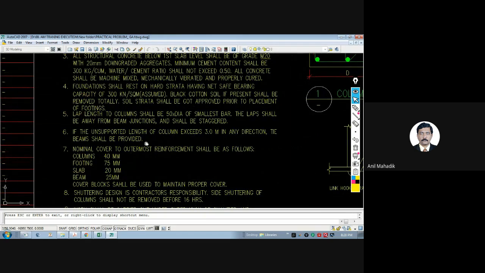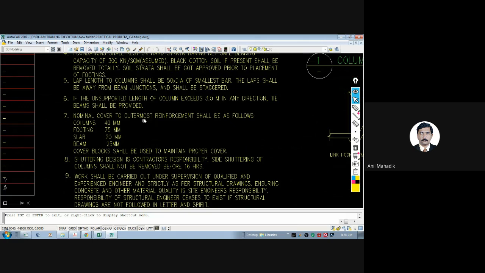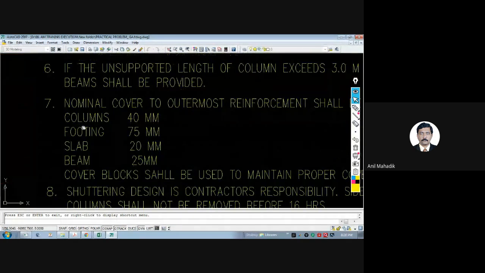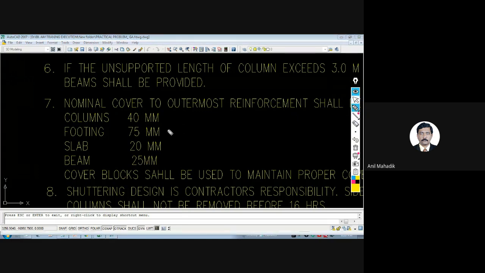See, if by mistake we miss this point, at least the contractor should ask regarding this. Then cover to the reinforcement shall be as follows. Nominal cover: for columns it is 40 mm, for footing it is 75 mm, slab 20 to 25 mm, beam 25 mm or 30 mm. So generally, if it is a coastal region like Mumbai, near the sea, we take the slab 25 mm, and in beams we take 30 mm.